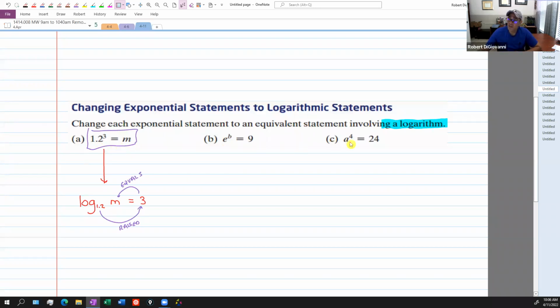Try and do B and C on your own. I'm going to give you a minute. I'll do the poll. You can just let me know when you've got the other two done. Notice we're not getting an answer here. We're just rewriting the form. That's all we're doing. We're rewriting in a different form. So let me know when you're done with those two.